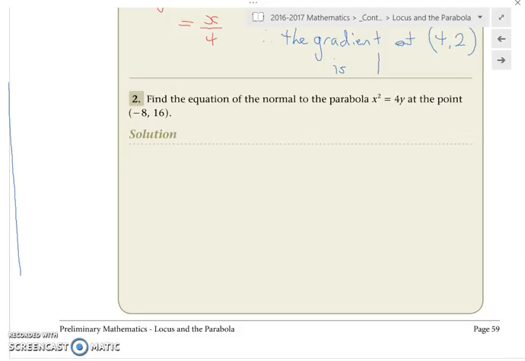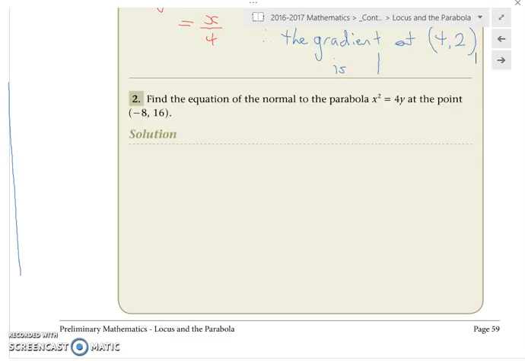Okay, find the equation of the normal to the parabola x squared equals 4y at the point, blah. So what do we have to do first? Find the gradient of the tangent first. How do we find the gradient of the tangent? We derive. And to derive, we need the equation in the form... Excellent. So what are we going to do first?